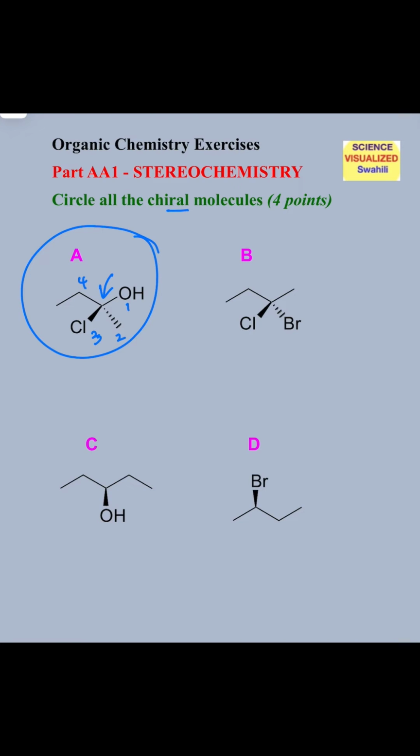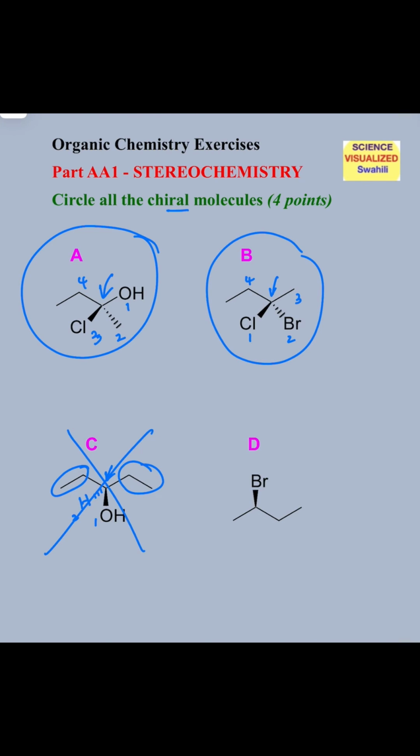Number B. Again, we look at this center here, and we see that it has chlorine, number 1, bromine, number 2, CH3 number 3, and an ethyl group number 4, and because it has 4 different groups, that's also a chiral center. Number C, we see that it has an OH here, that's number 1, and because it's coming out, that means there is a hydrogen that's going in, that's number 2, and then we have an ethyl group and ethyl group then. Because those 2 groups are similar, that means you don't have 4 different groups around the center, and therefore that is not a chiral center.